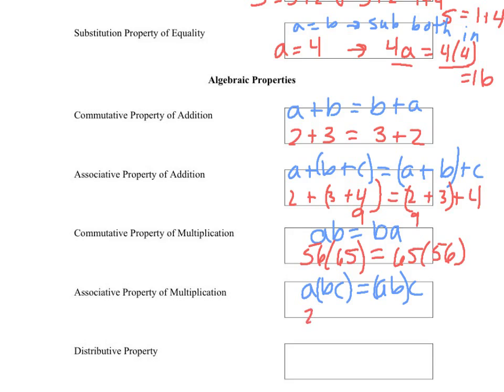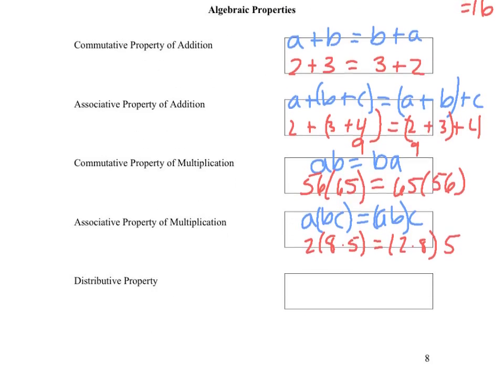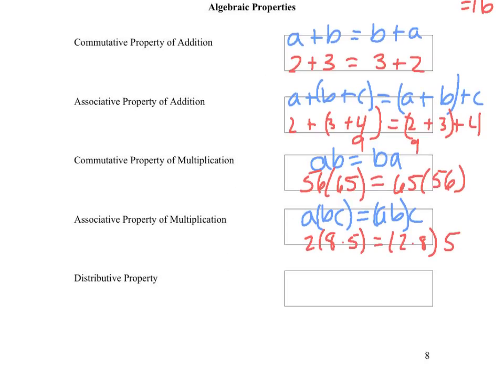2, 8, 5. I'm going with 5. Then 2 times 8, then 5. Okay? So on the left side, it says 8 times 5 is 40, times 2 is 80. Then on the right side, it says 2 times 8 is 16, times 5 is 80. Same thing. Okay? Right.